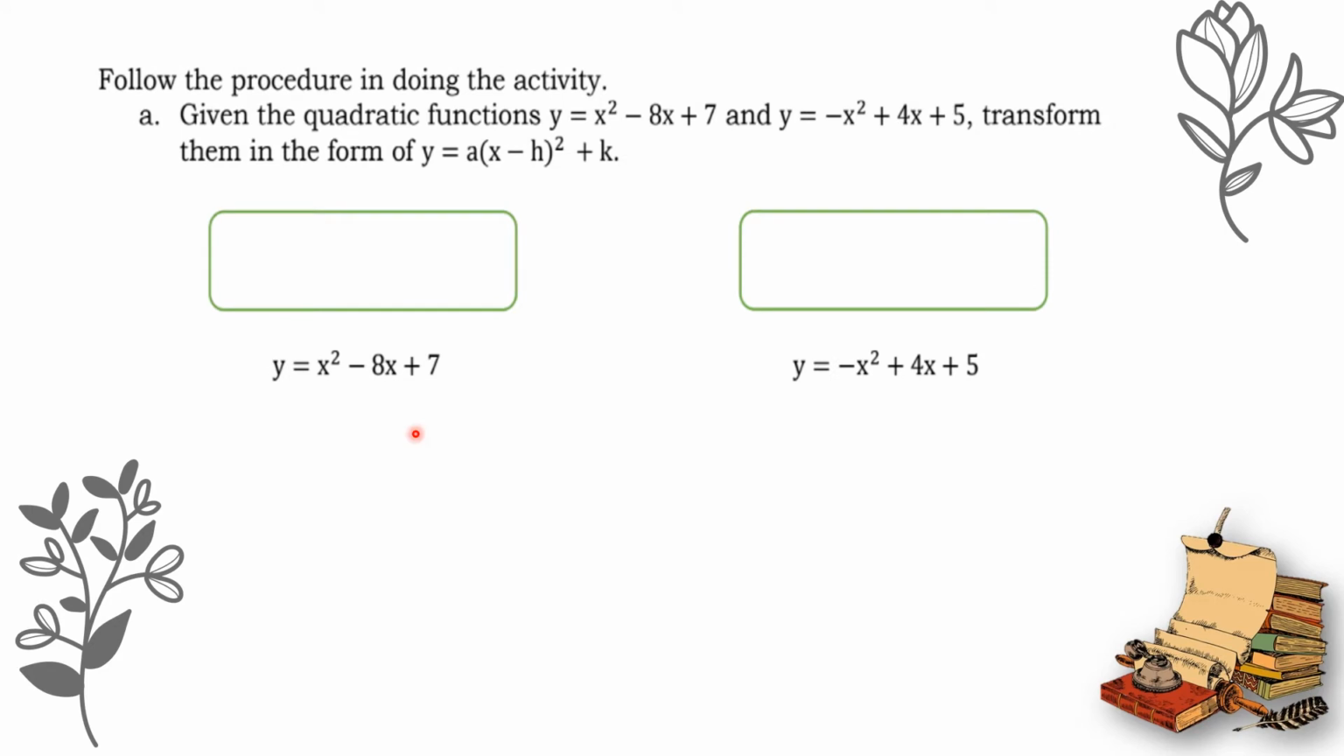So let's start the lesson by generating table of values of quadratic functions and plotting the points on the coordinate plane. So follow the procedure in doing the activity. First, given the quadratic functions y is equal to x squared minus 8x plus 7 and y is equal to negative x squared plus 4x plus 5. We need to transform them in the form of y is equal to a quantity x minus h raised to the second power plus k.